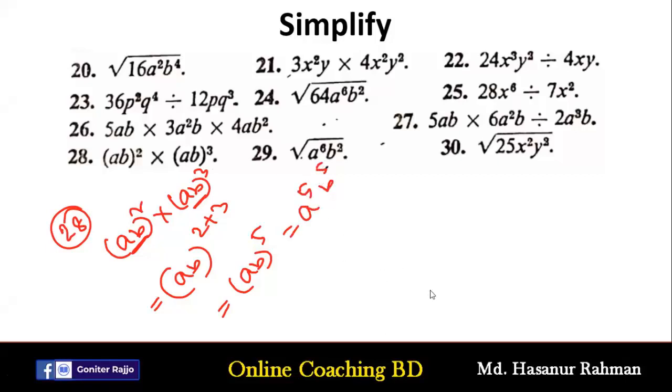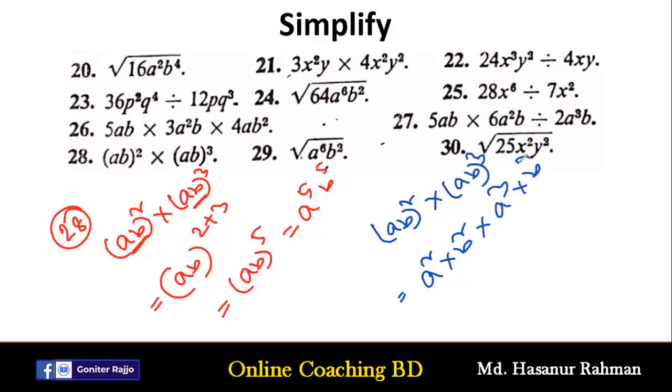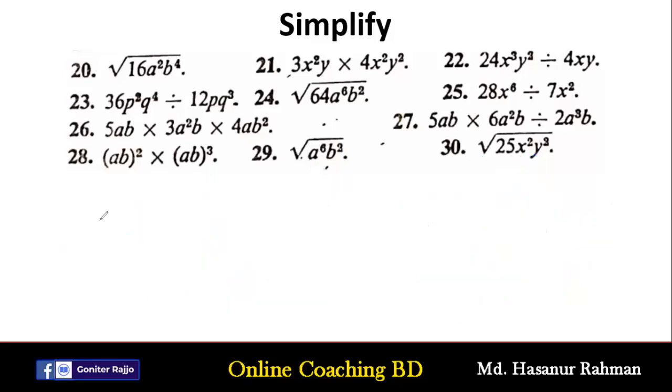And another way you can solve it, that is ab whole square multiplied by ab whole cube. So ab whole square means a square multiplied by b square, and ab whole cube means a cube multiplied by b cube. So here, look, a to the power 2 plus 3 multiplied by b to the power 2 plus 3. So now we add: a to the power 5 multiplied by b to the power 5, and that is our answer. Very simple. Now number 29.